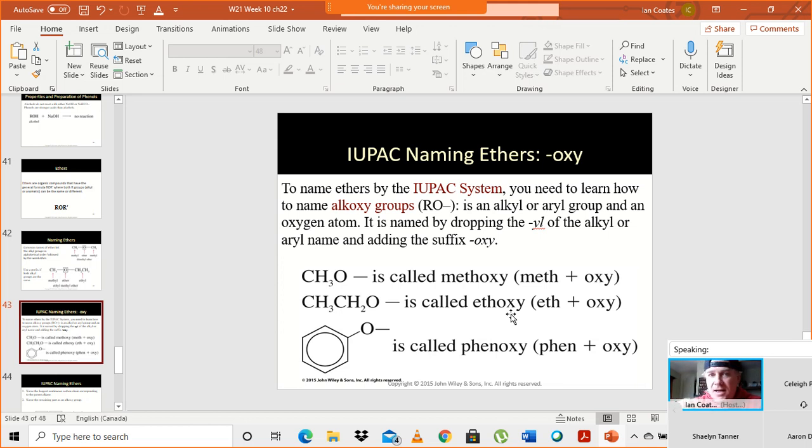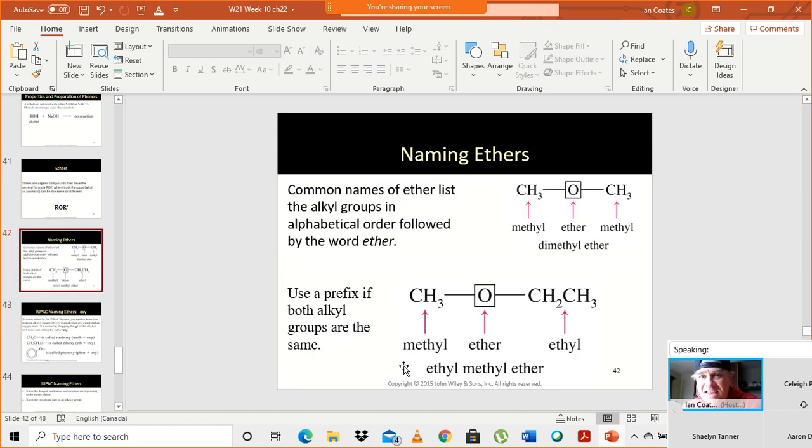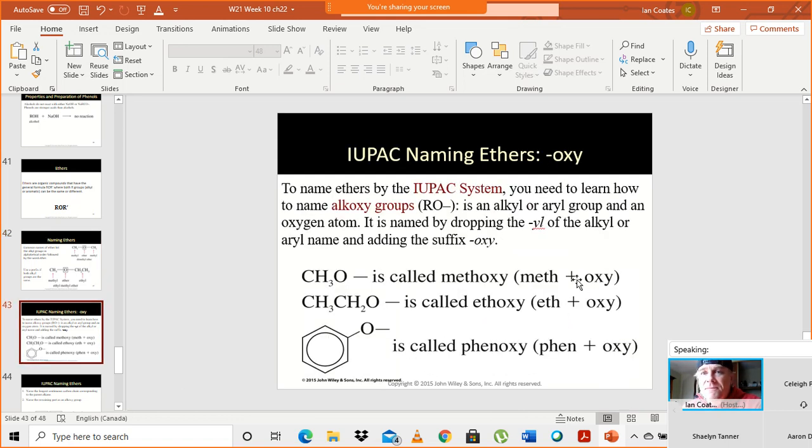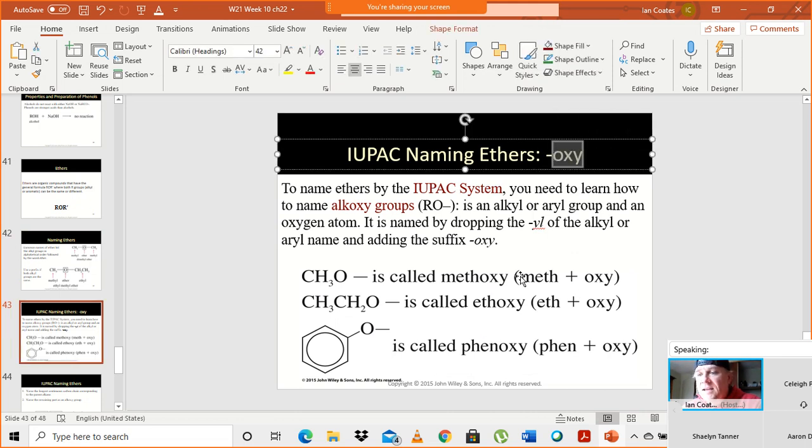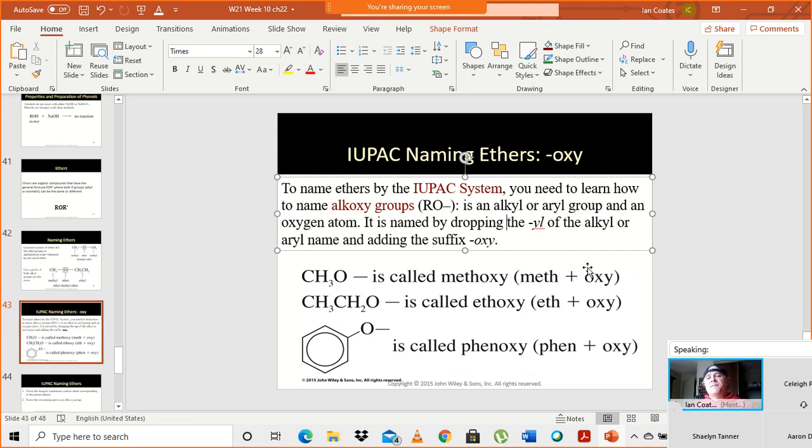So going back into here, there are some old school names there that do kind of play, and you will see them there. Okay, so don't be surprised if you see an old school name. New school, though, with ethers, it's all about the oxy. All right, to name ethers by the IUPAC system, okay, we use oxy. And you have a look here, okay, methoxy, ethoxy, phenoxy.